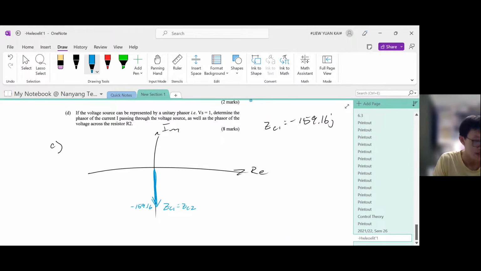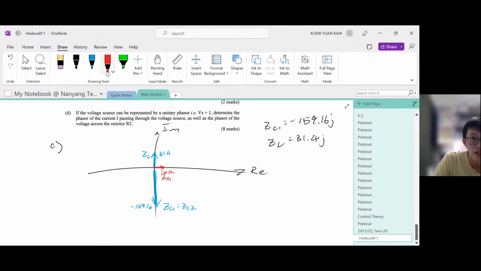And then ZL. ZL is 31.4J. Again, it's on the imaginary axis, but this time it's on the positive side. So this 31.4, this is ZL. Okay. And then the resistors are 10. So this is 10. This is ZR1, which is 10 ohms.